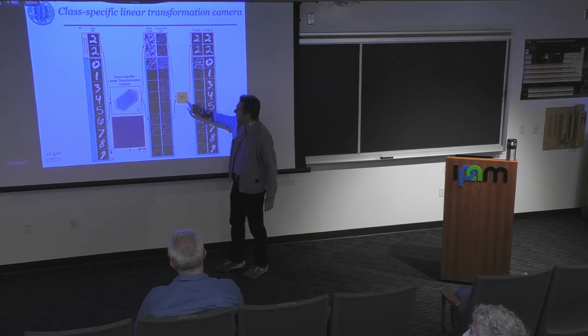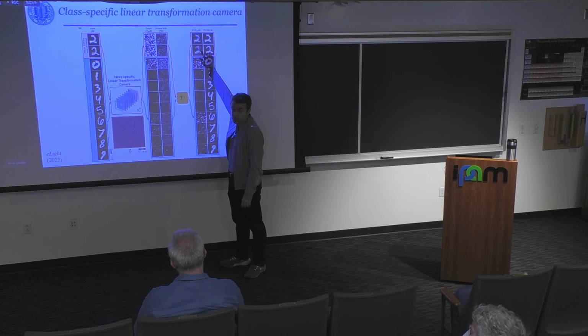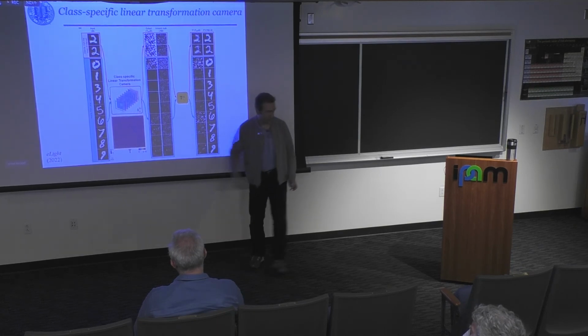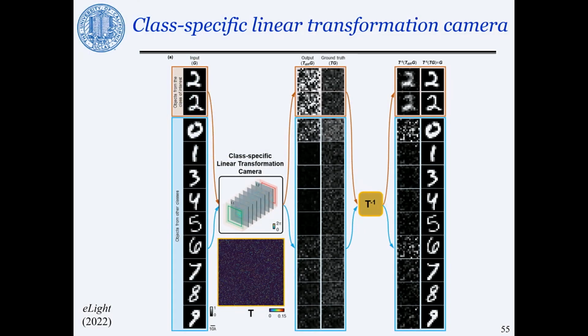At the decryption, if you have the inverse of that, you can recover the object. The rest are erased, no matter if you have access to T or not. So it's actually encryption plus class-specific imaging at the same time. So it's a class-specific linear transformation camera.